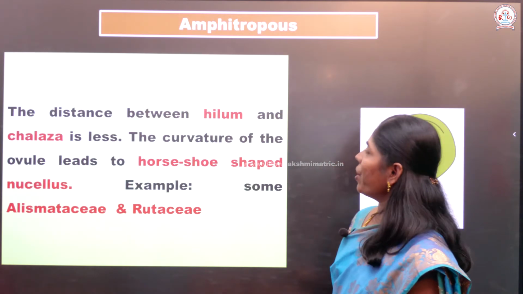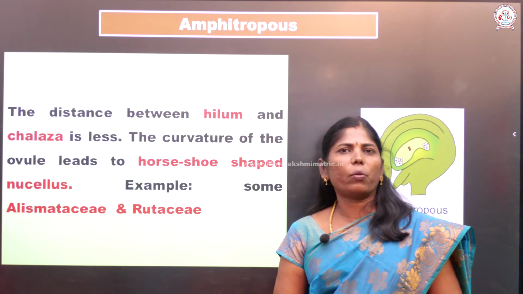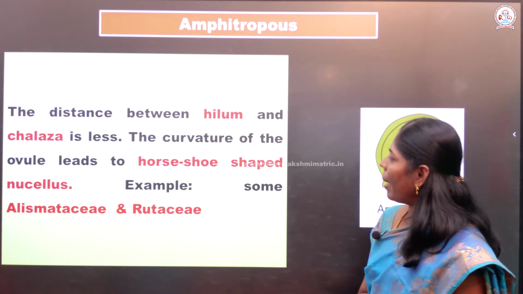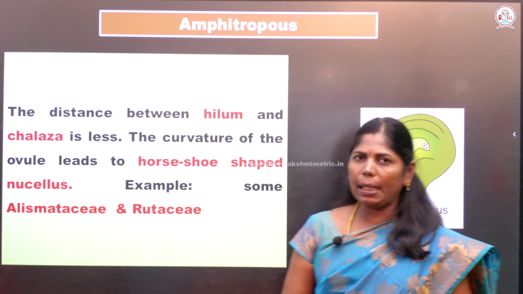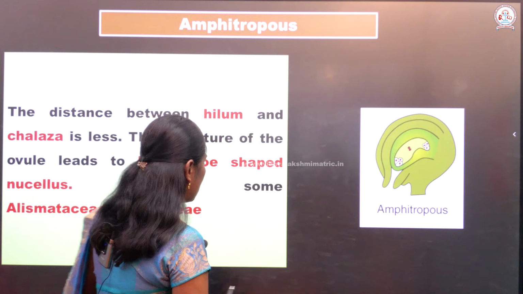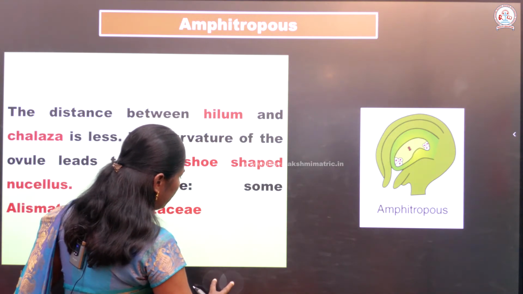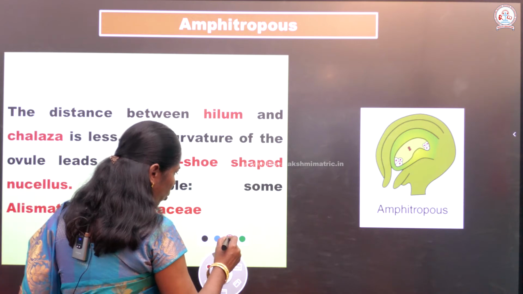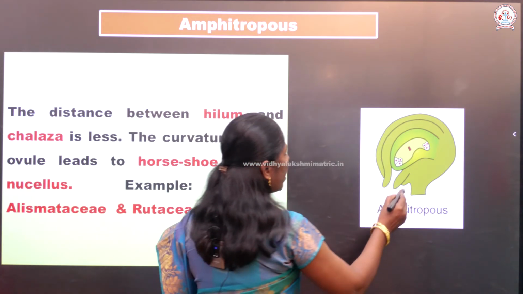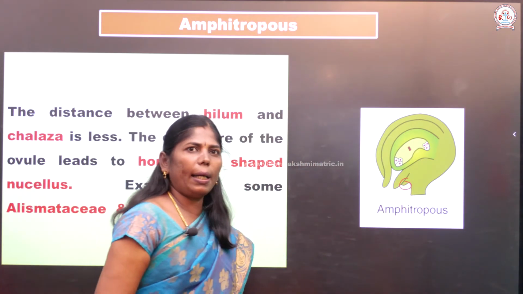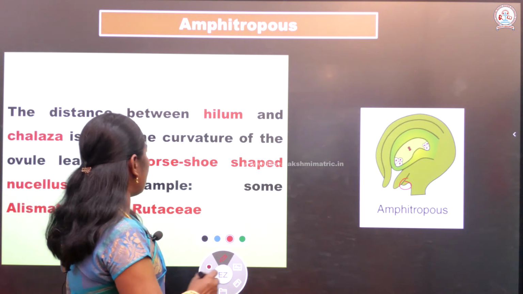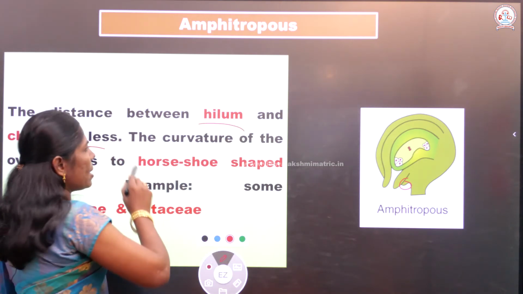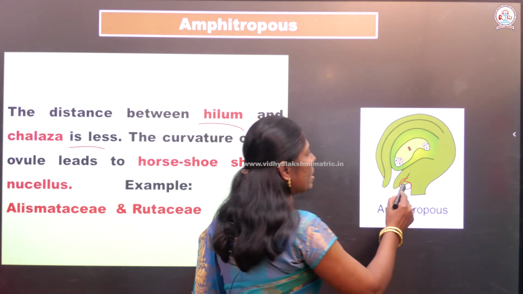And next one is the amphitropous ovule. Here the distance between the hilum and chalaza is very, very less. What is the hilum? The point of attachment of the funicle to the body of the ovule is known as the hilum. So the hilum and chalaza are very close, meaning both of them are near to each other.